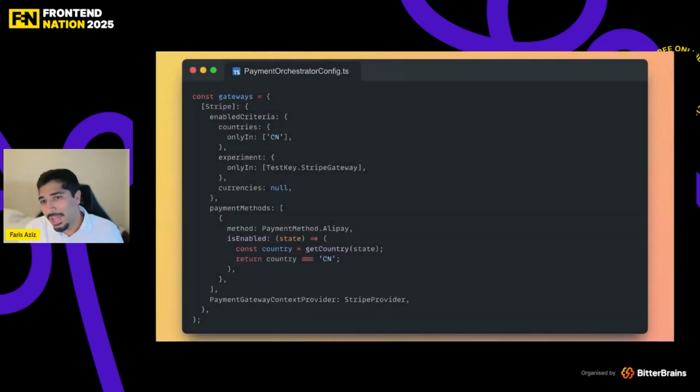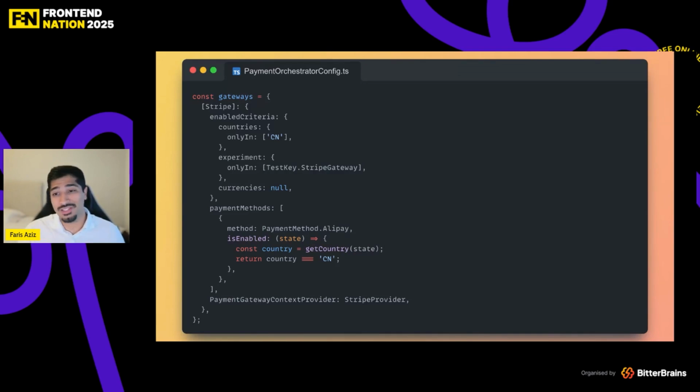Now, what may that config look like? How are we configuring the rules of where to route certain payments? You can see an example of what a Stripe gateway configuration may look like. It has a couple of criteria which decide in which cases it's going to be enabled or not. So in the enablement criteria, you have it only enabled in China. And then if you have a feature flag or an experiment being run, let's say a Stripe gateway feature flag, to be able to toggle it on and off, you have that defined there too.